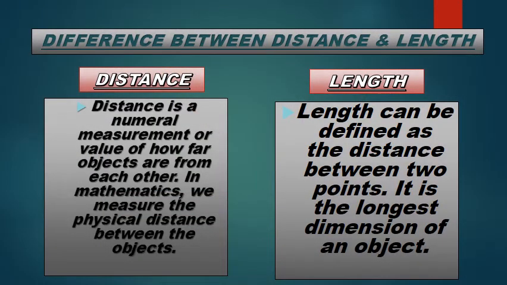Now here we have a difference between distance and length through definition. Distance is a numeral measurement or value of how far objects are from each other. In mathematics, we measure the physical distance between the objects. And what about length? Length can be defined as the distance. I repeat, length can be defined as the distance between two points. It is the longest dimension of an object.